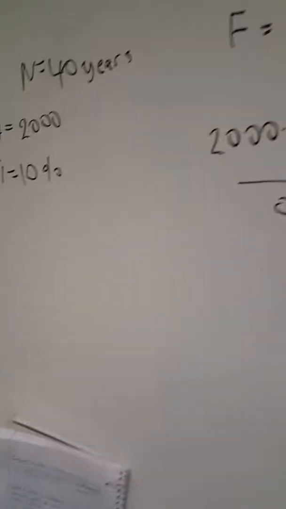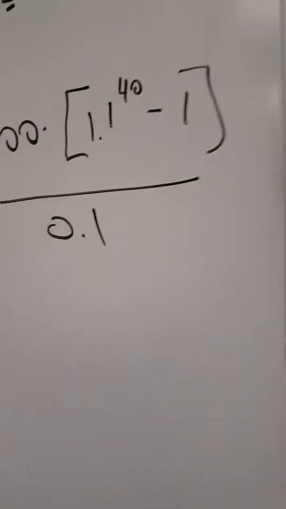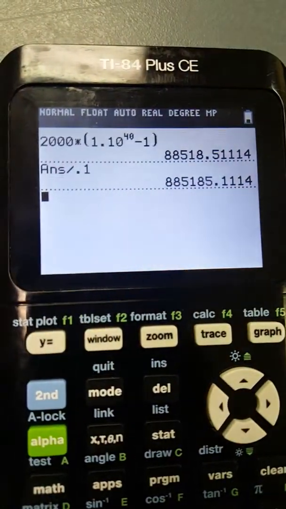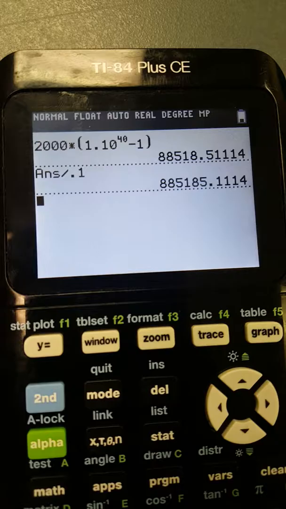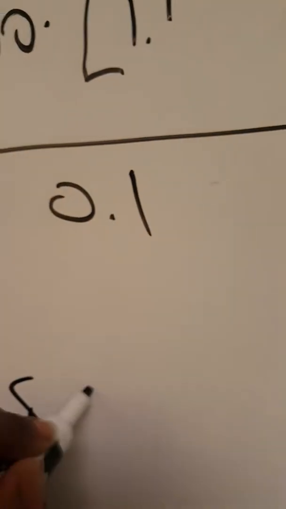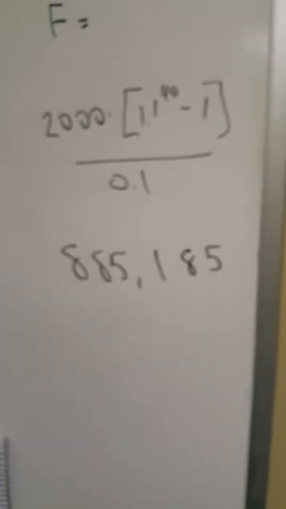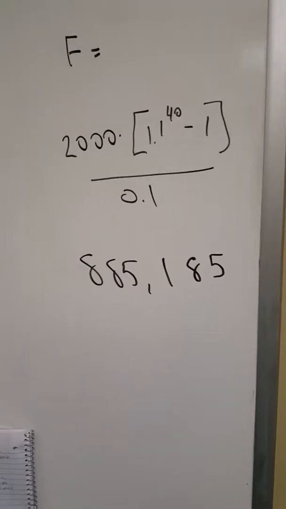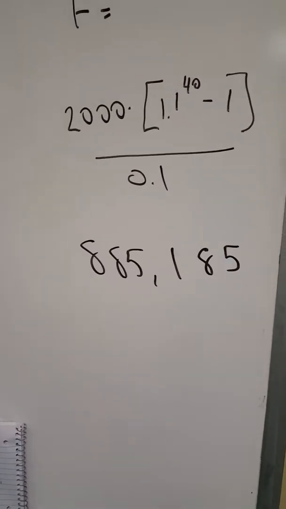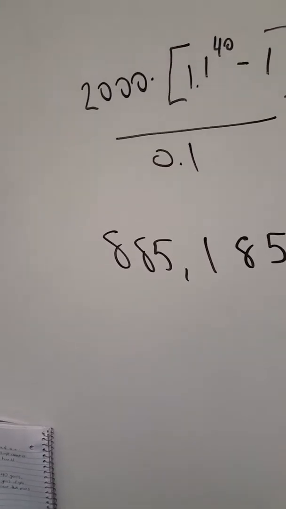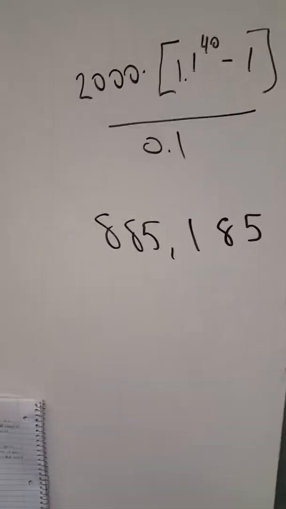Now when you do that on the calculator, it brings you the amount to $885,185. Which would be the future value of this investment, which would be more than enough to buy you a house in Calabasas. An alternative way of doing this would be on your financial or graphing calculator.